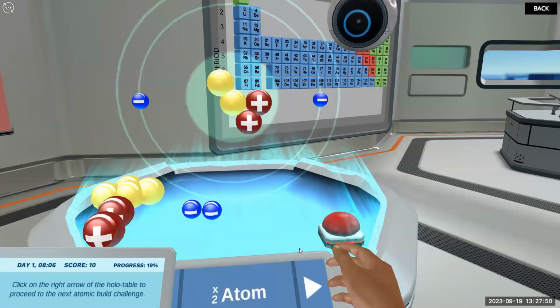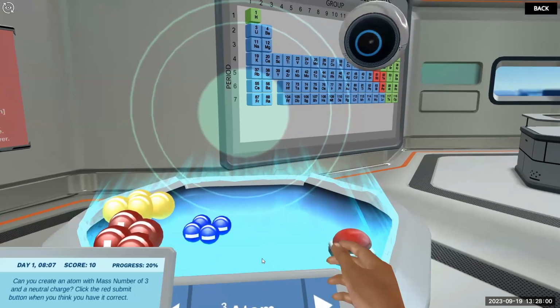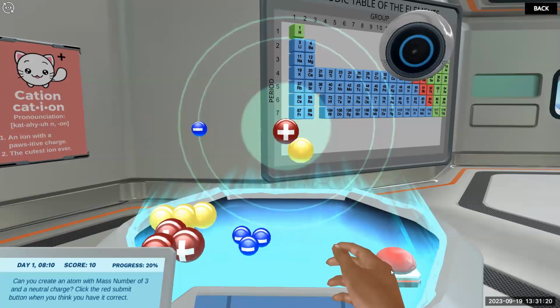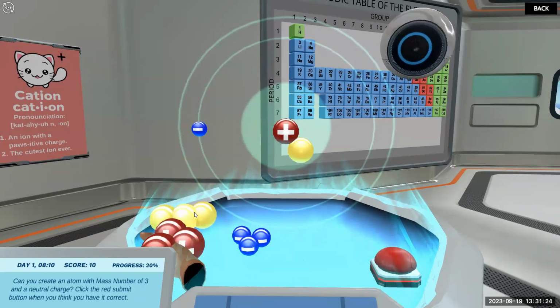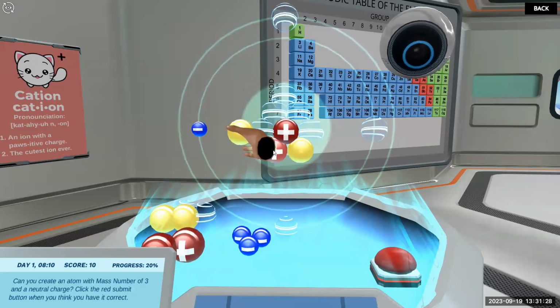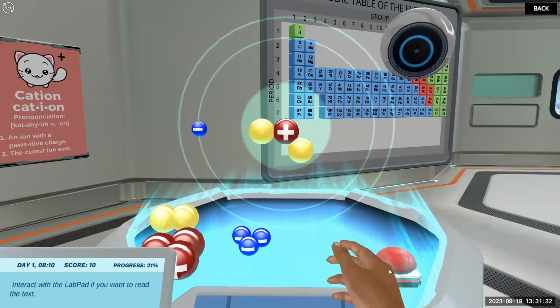Click on the right arrow of the holotable to proceed to the next atomic build challenge. Can you create an atom with mass number of 3 and a neutral charge? Click the red submit button when you think you have it correct. A mass of 3 means that there are 3 subatomic particles in the nucleus. Since this atom is neutral, that means that the number of electrons orbiting should be equal to the number of protons in the nucleus. Good job.